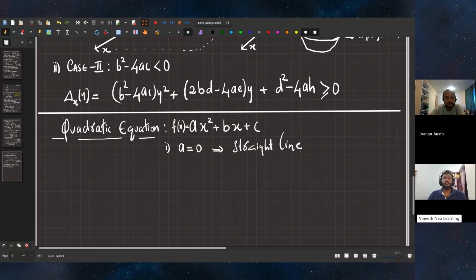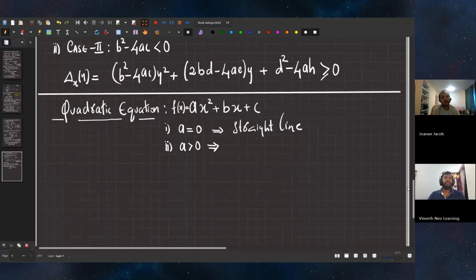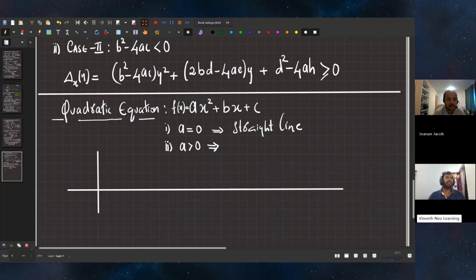We have seen this in the case of parabola. When a is greater than 0, what will it look like? It will be a parabola facing upwards. When a is positive, meaning the coefficient of the leading term is positive, we will get a parabola facing upwards. But it can happen in three different ways.